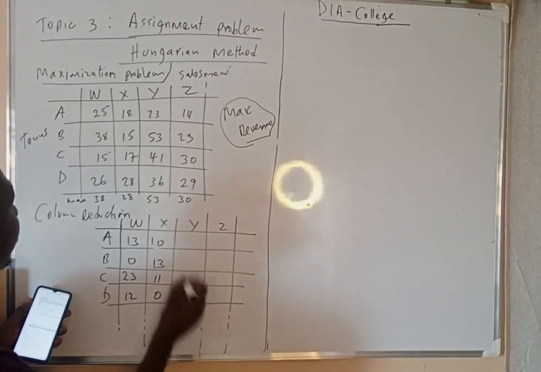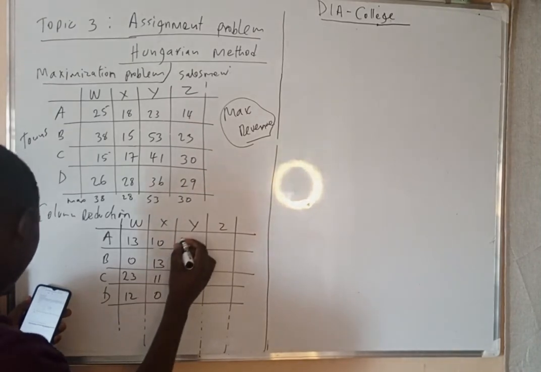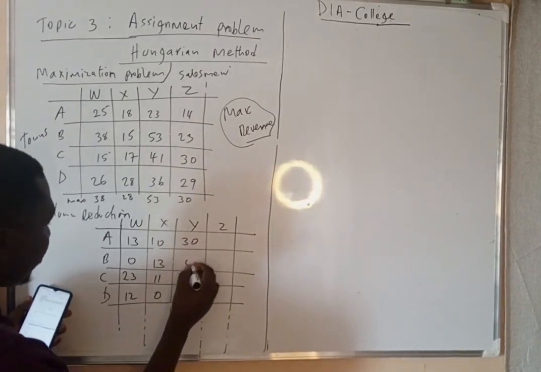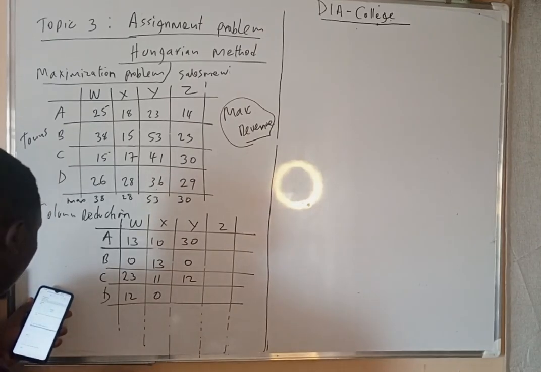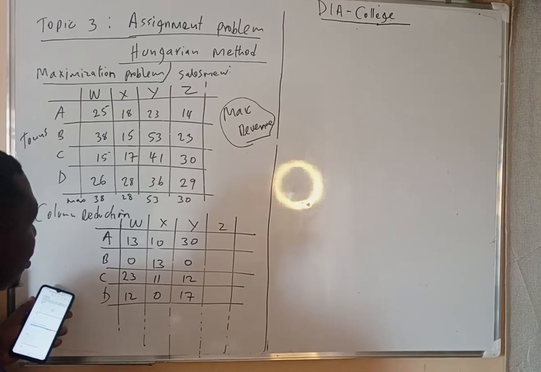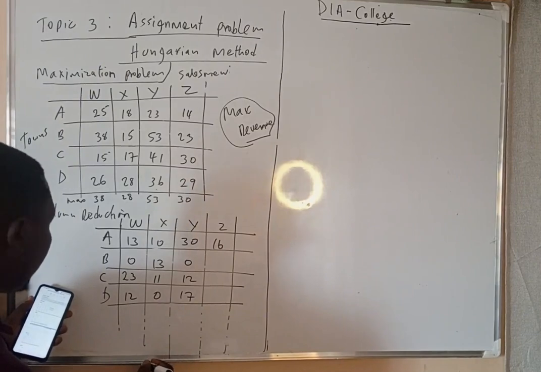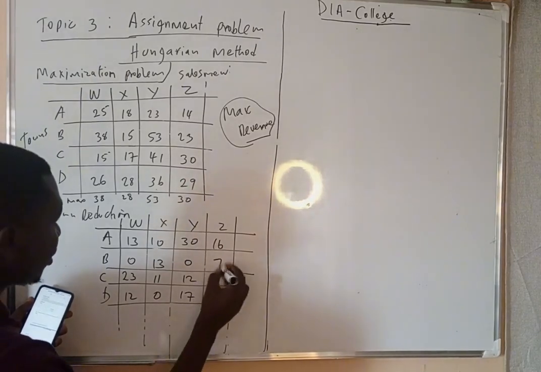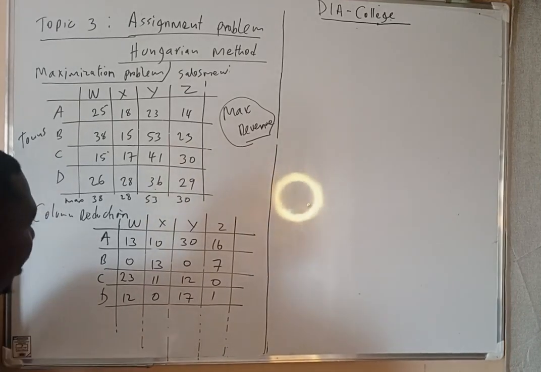Then the third column: 53 minus 23 gives 30. Here I have 0. 53 minus 41 gives me 12. 53 minus 36 gives me 17. Then the last column: 30 minus 14 gives me 16. 30 minus 23 gives me 7. 30 minus 30 is 0. 30 minus 29 is 1. So this is my new matrix after performing column reduction.